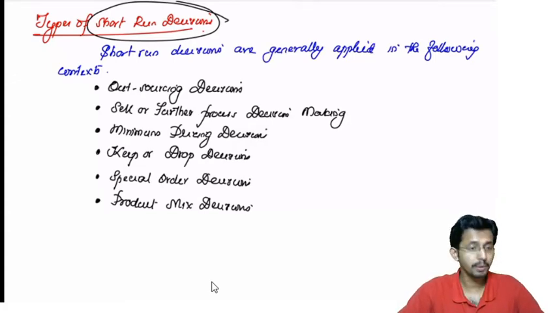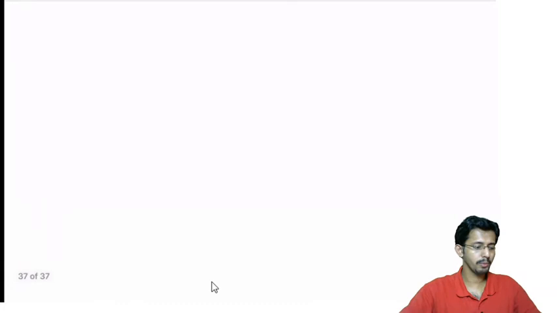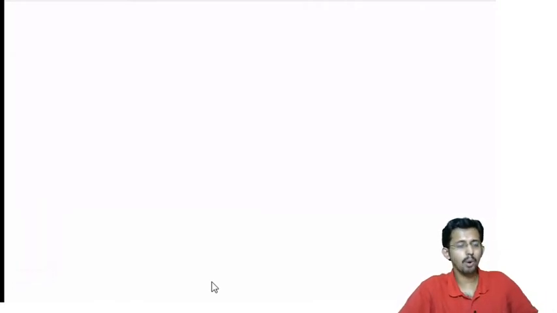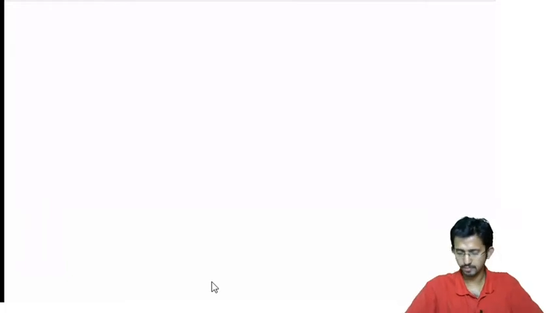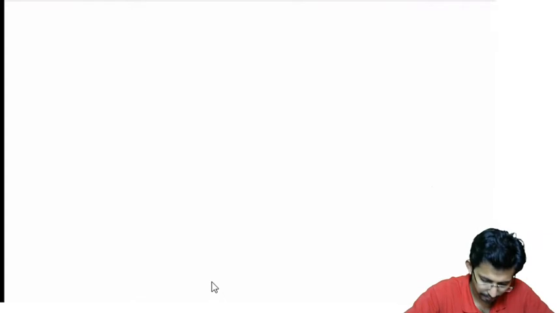Now we are going to see different types of short-term decisions. We saw the types of decisions, and now we are moving to the first category. Write the heading: outsourcing decisions or make or buy decisions.